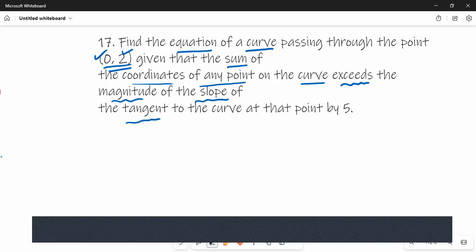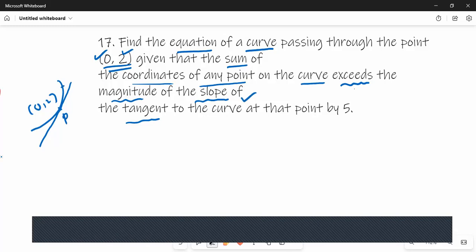slope of the tangent. That means there is a curve and there is one tangent, and this is touching at 0, 2, say. They have given the condition that the sum of the coordinates of any point, if this is the point P, may not be 0, 2, it may be somewhere here also, but if I take a point P, this point should satisfy this condition. Coordinates of any point on the curve exceeds the magnitude of the slope of the tangent.